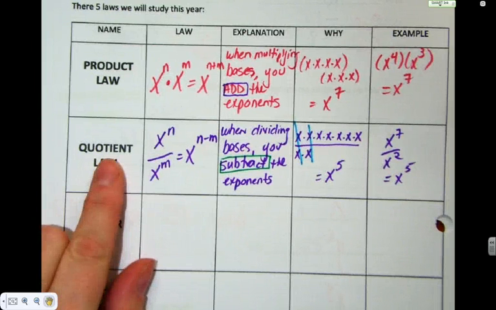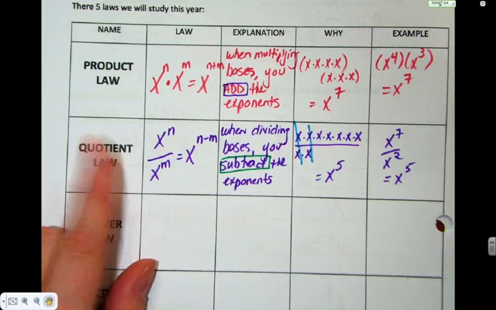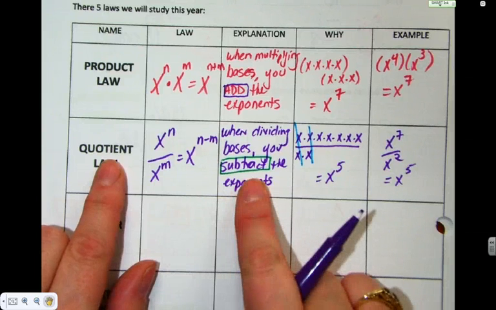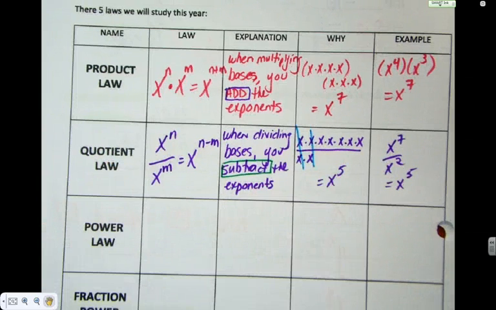Again, this is called quotient law, and what does quotient mean? Dividing, but we end up subtracting. So product goes with adding, quotient goes with subtracting.